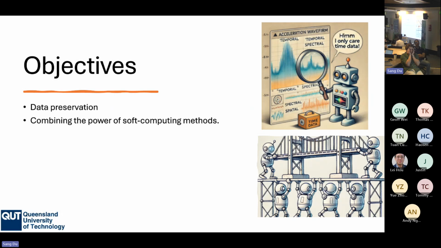And the second thing is combining the power of soft computing methods, because damage identification in large structures is not a job for a single machine learning model. It would be very difficult for a single machine learning model to predict structural damage. So we have to combine the power of different soft computing models together. So today I will discuss two models basically. The first thing is a data preservation model.